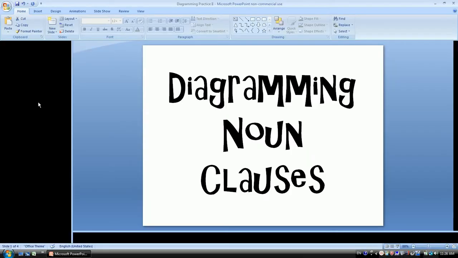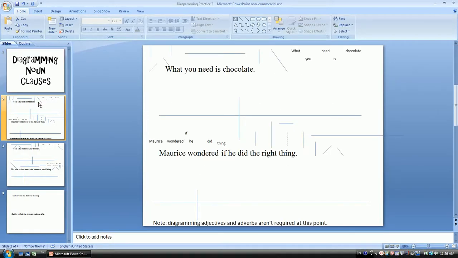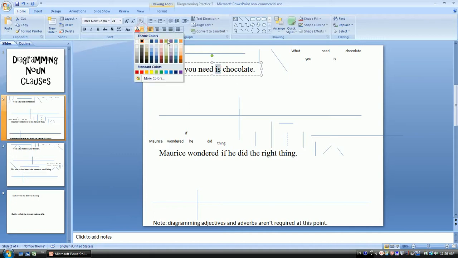So, if we move on to this one, what you need is chocolate. So we already know that is a verb. So we're going to color it in red right now. We know is a verb, and we know needs a verb too. So we have our two verbs.